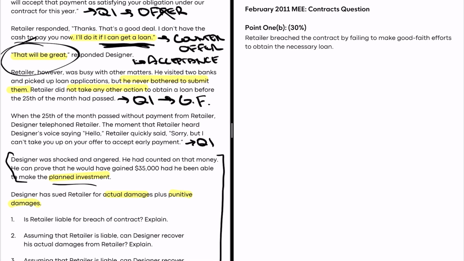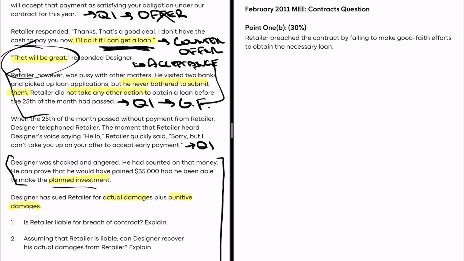This is our paragraph right here, where we see that he visits 2 banks and picked up loan applications, but never bothered to submit them, and he takes no other action to obtain a loan before the 25th of the month. This is a breach, right? Retailer breached the contract by failing to make good faith efforts to obtain the necessary loan. The key here was you had to recognize that every contract contains an implied duty of good faith and fair dealing. So this was a breach of an implied duty, right, under the contract.